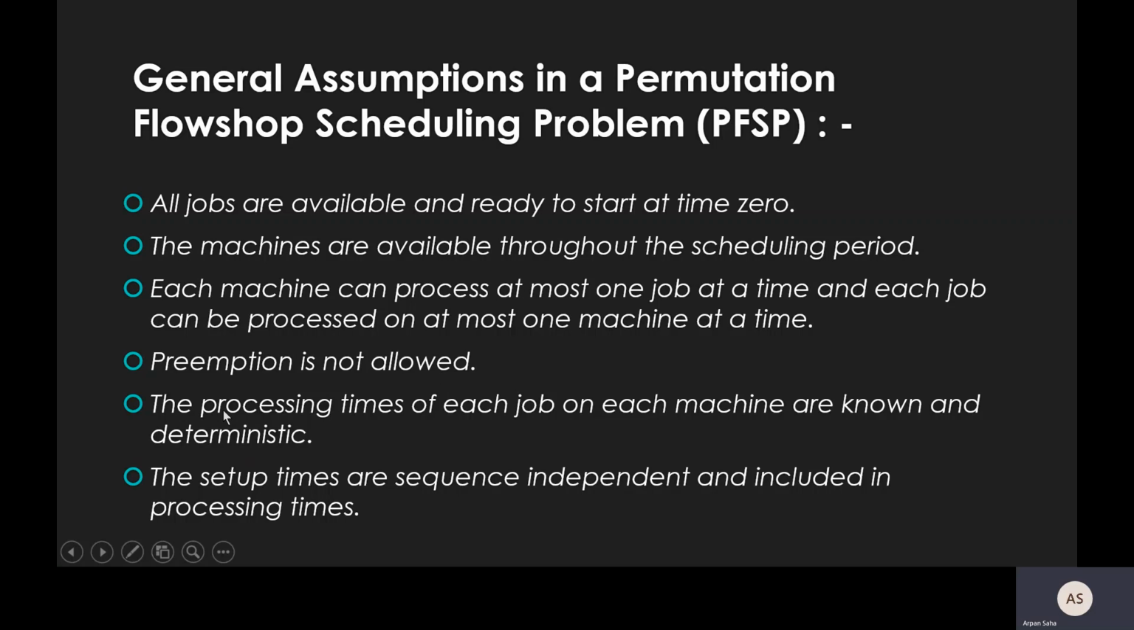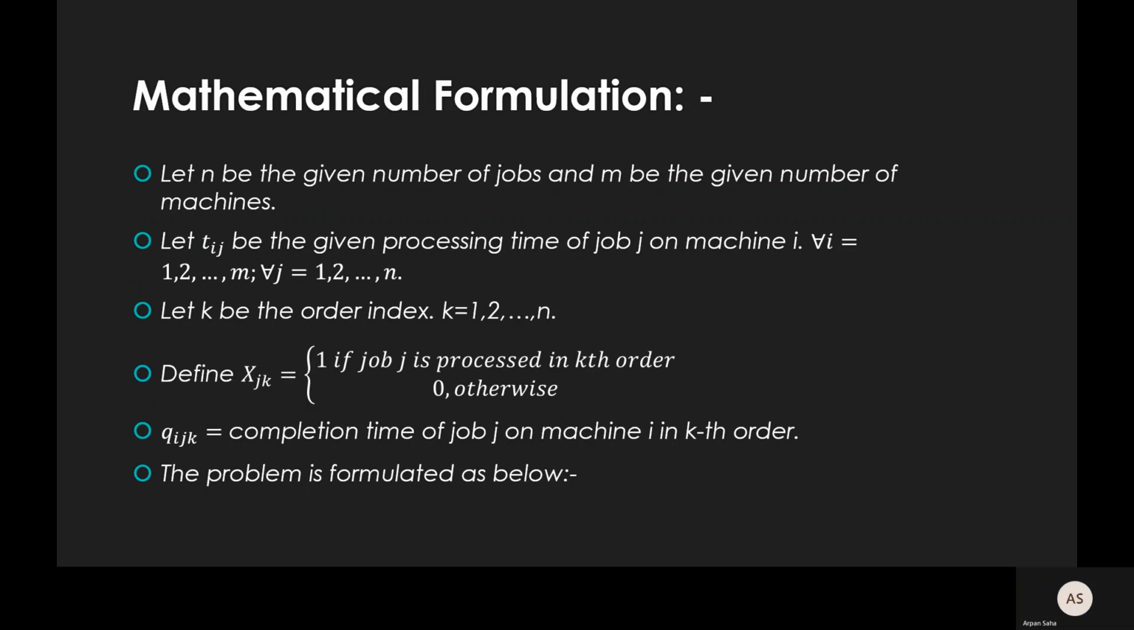The fifth point is that the processing times of each job on each machine are known and deterministic. And lastly, the setup times are sequence independent and included in processing times. It means that we are not considering the setup times explicitly. So those are already included in the processing times. So now we will see how the permutation flow shop scheduling problem is formulated mathematically and how it is solved.